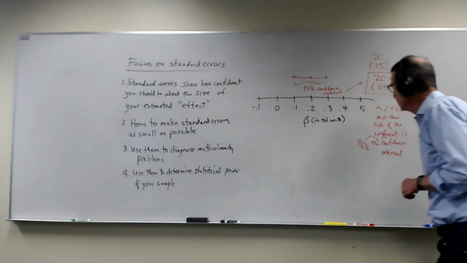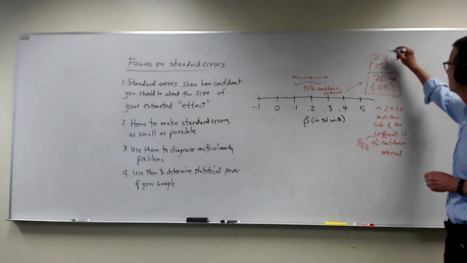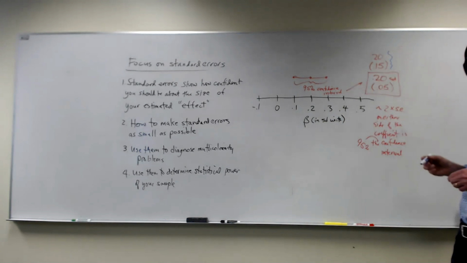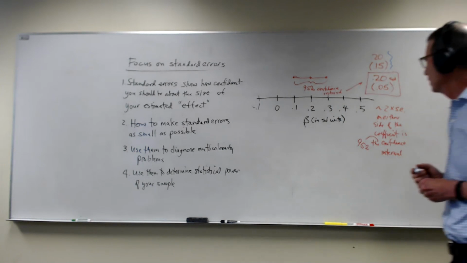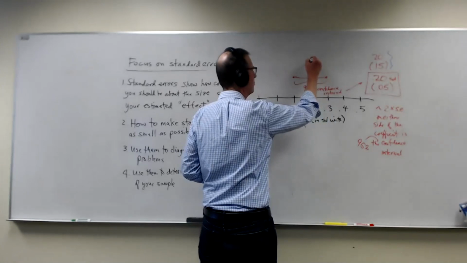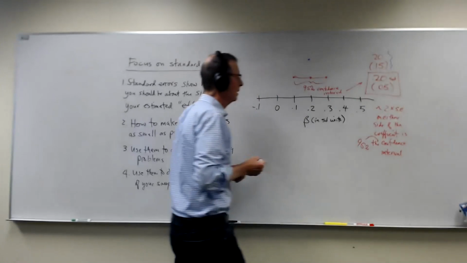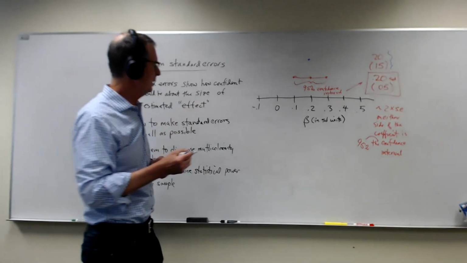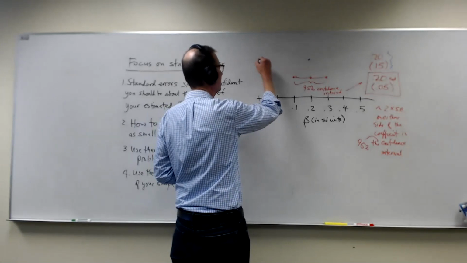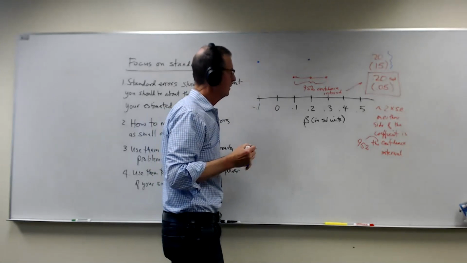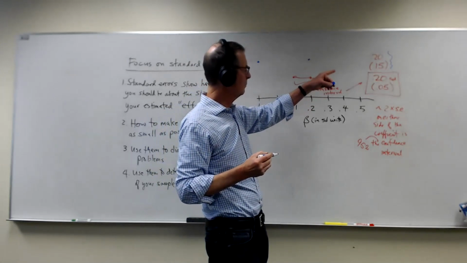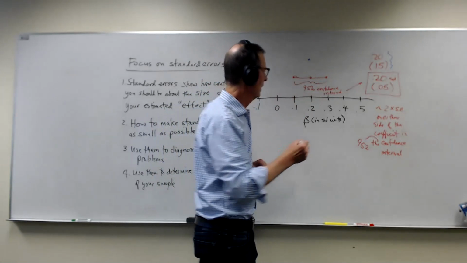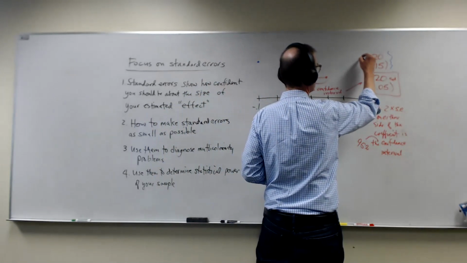Let's consider this second situation, identical coefficient, 0.2 standard deviations, but now we've got a standard error of 0.15. All right, so now we're starting at the same spot, but now we go down twice 0.15 or 0.3 to minus 0.1. And the upper end of the confidence interval is 0.2 plus twice 0.15, or all the way up to 0.50.